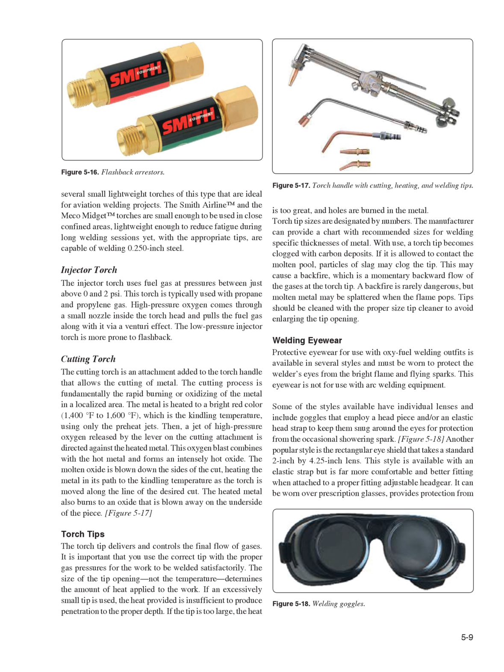With use, a torch tip becomes clogged with carbon deposits. If it is allowed to contact the molten pool, particles of slag may clog the tip. This may cause a backfire, which is a momentary backward flow of the gases at the torch tip. A backfire is rarely dangerous, but molten metal may be splattered when the flame pops. Tips should be cleaned with the proper size tip cleaner to avoid enlarging the tip opening.